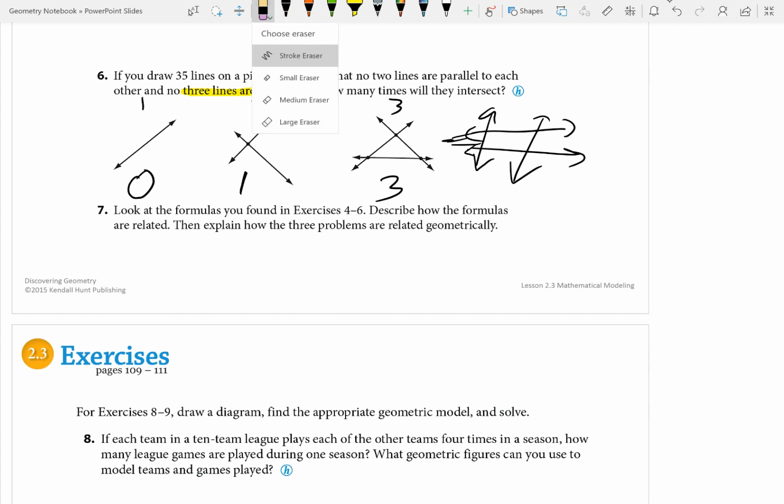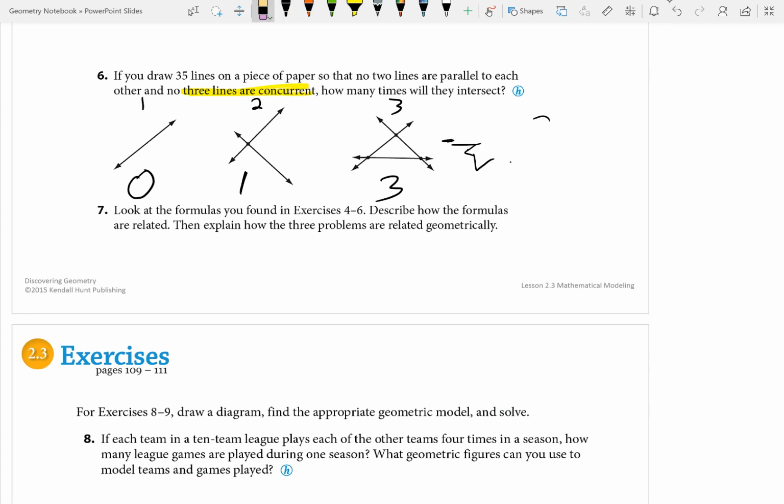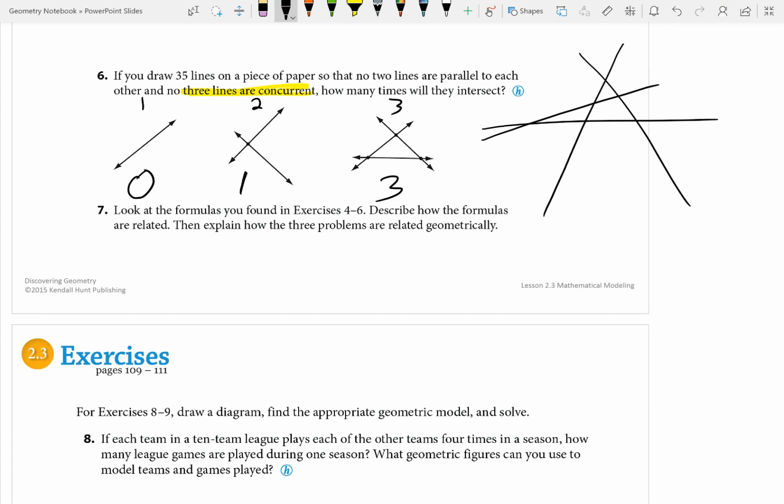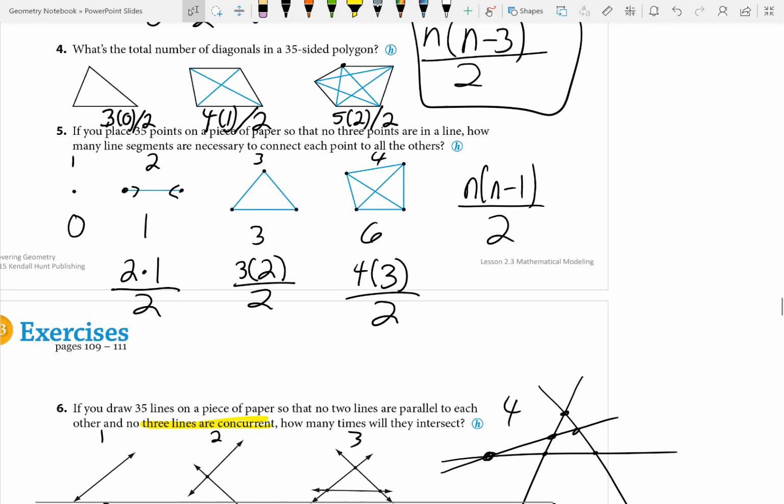So I'm going to redraw this. Hold on. Okay. So let's see. 1, 2, 3, 4. Okay. So that's going to be 1, 2, 3, 4, 5, 6. So the 4th one is 6. Okay. So, oh, look at that. 0, 1, 3, 6. 0, 1, 3, 6.